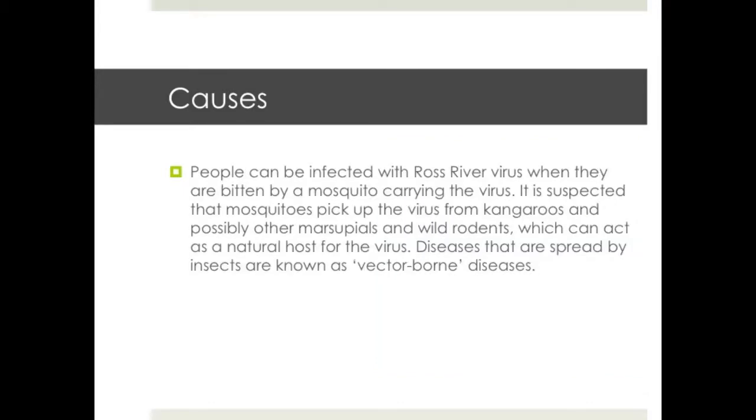Many people can be infected with the Ross River virus when they are bitten by a mosquito carrying the virus. It is suspected that mosquitoes pick up the virus from kangaroos and possibly other animals or wild rodents, which can act as a natural host for the virus. Diseases that are spread by insects are known as vector-borne diseases.